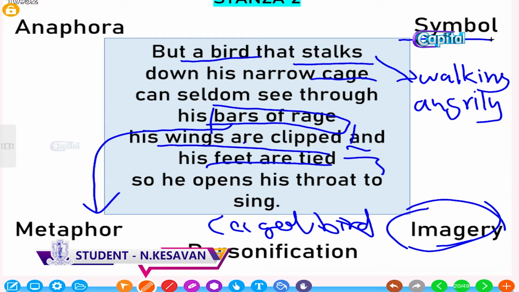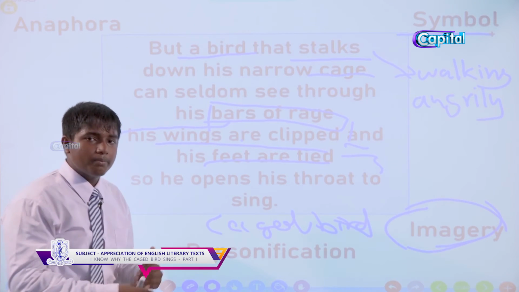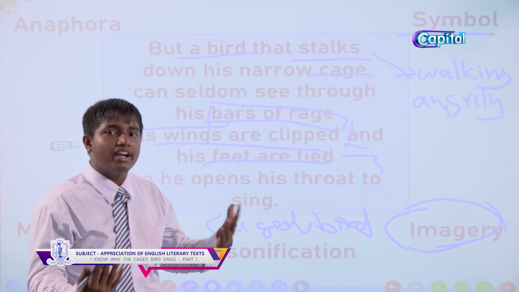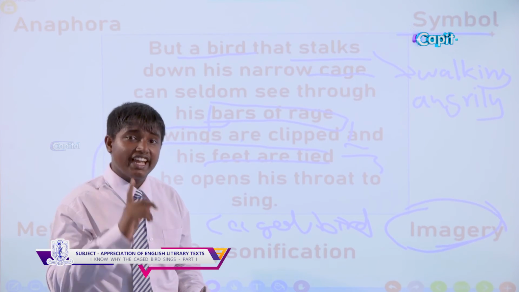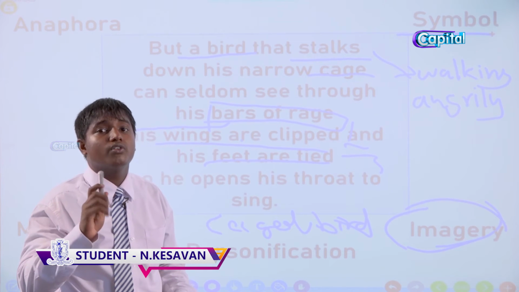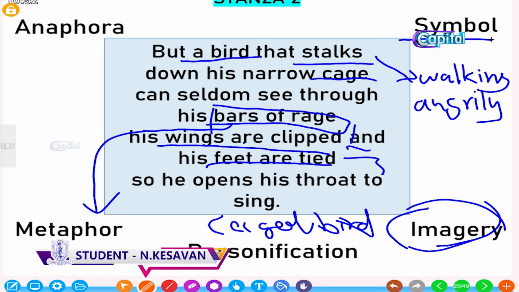And metaphors, as I already said, his wings are clipped and his feet are tied. All of them are referring to the agony and the pain faced in each and every day of life by a cage bird, not to say cage bird, a discriminated one. The pain and the agony and the bars of rage. I will elaborate that fact later. Anaphora. But a bird that stalks down his narrow cage can seldom see through his bars of rage. His wings are clipped and his feet are tied. His bars of rage, his wings are clipped and his feet are tied.